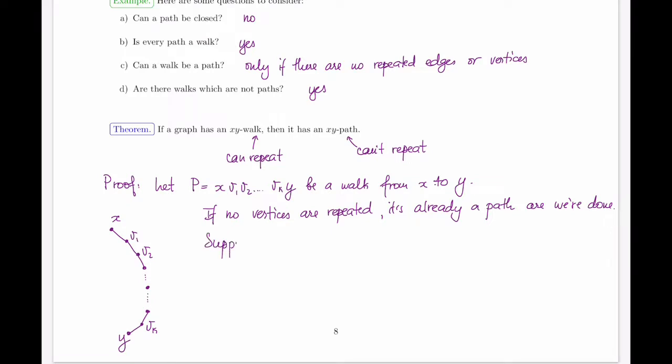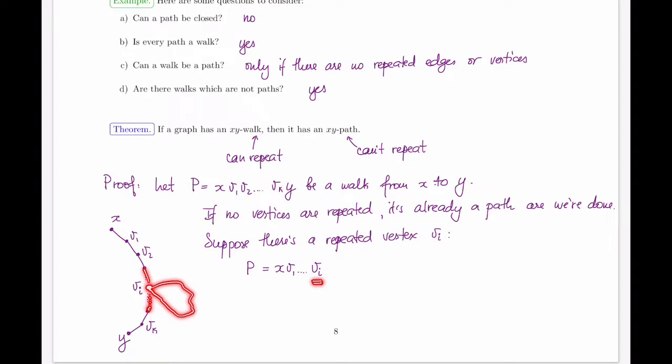So the other case is there is a repeated vertex. So we're going to suppose there is a repeated vertex and we're going to give it a name. Let's call it Vi. So let's say this guy right here is a repeated vertex. So that means, how can a vertex have repeated itself? So I have my path. It goes X, V1, all the way to Vi. And this is the vertex that gets repeated. So that means that from Vi, I sort of went on a tour somewhere. I came back to Vi, and then I continued along my walk in this direction.